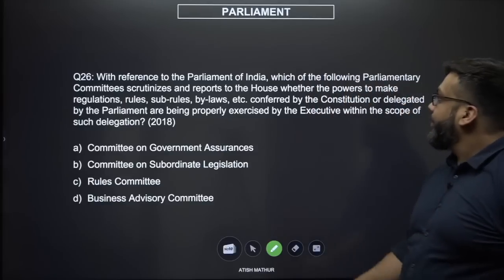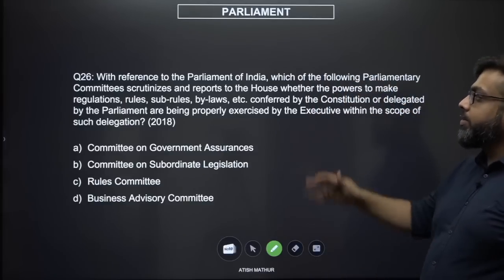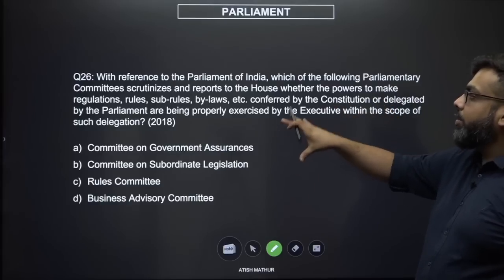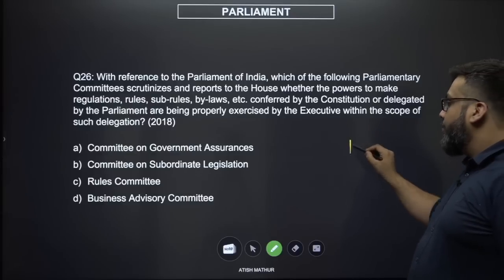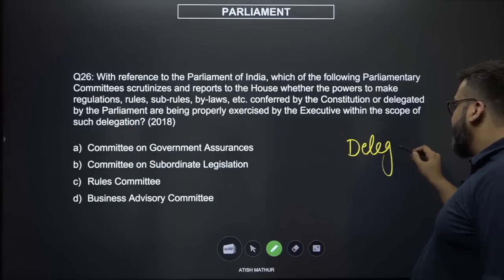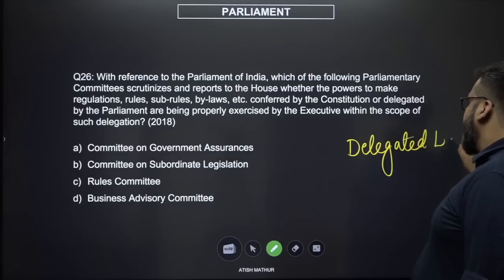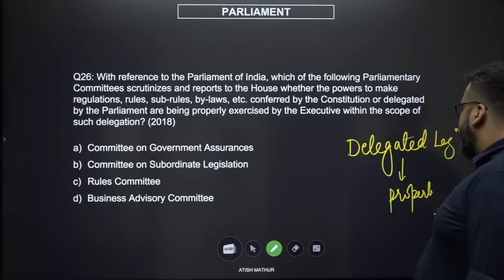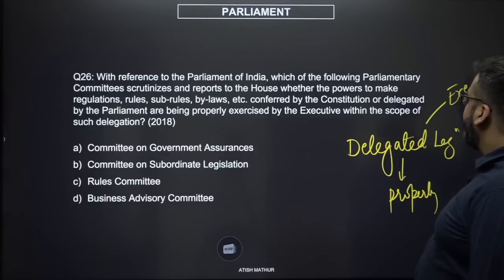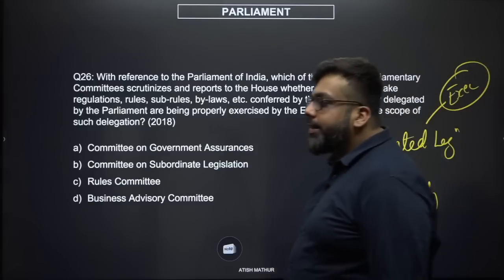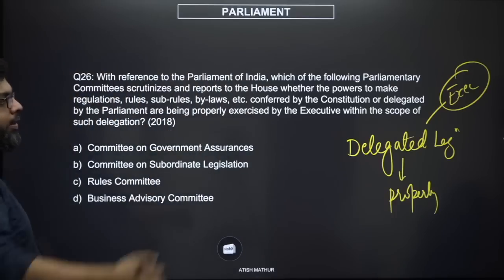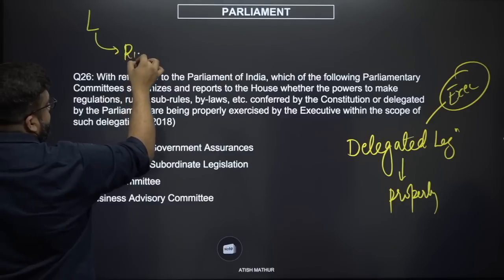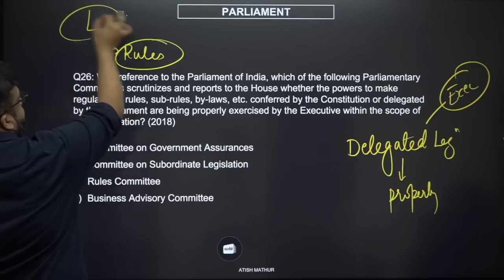The question is, which parliamentary committee scrutinizes and reports to the House on what? The powers to make rules, regulations. Basically, who gets to decide whether delegated legislation is being implemented properly or not? Is the executive having a field day with delegated legislation and taking their powers a little too far? Delegated legislation is that there is a law which allows you to create certain rules, and the rule should not violate the broad essence of the law.